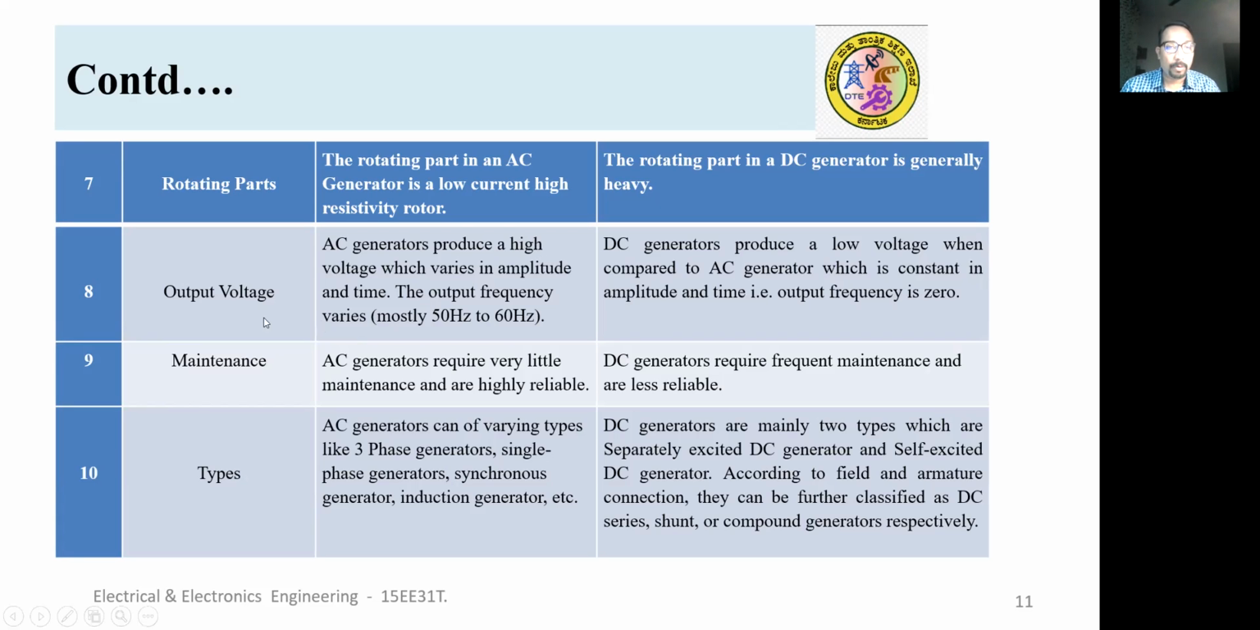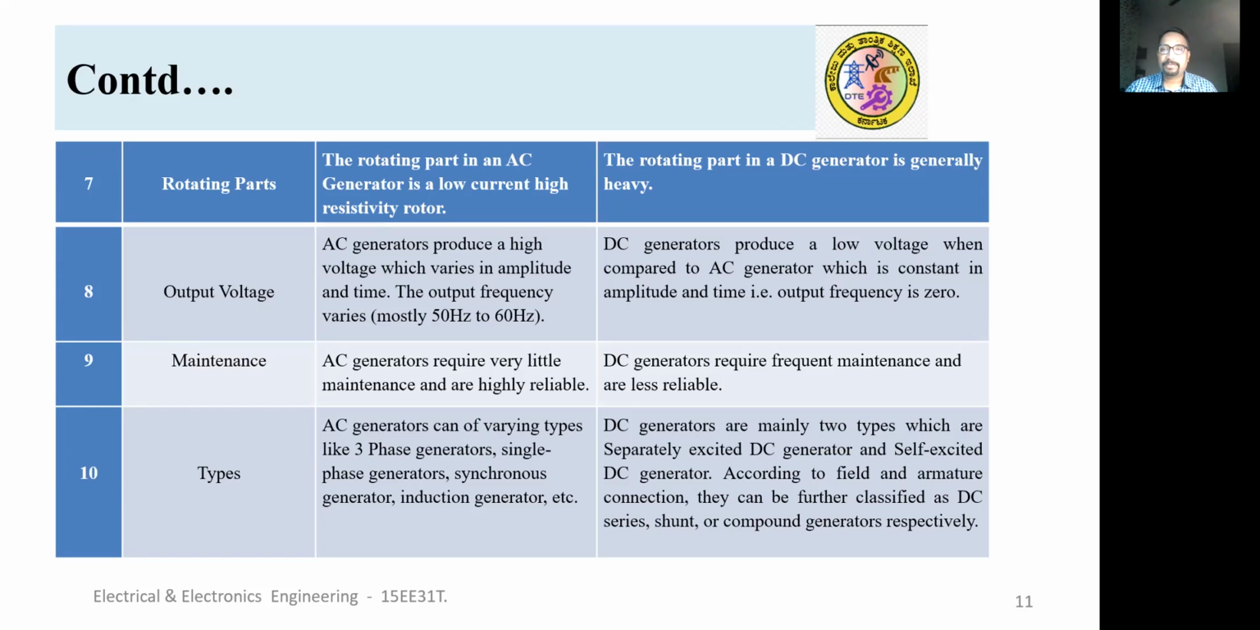Next, regarding the output voltages, in the case of an AC generator, the output voltage varies in terms of amplitude with respect to time. That means the output voltage or current amplitude is not fixed with time. It is varying with respect to time. Hence the output frequency is 50 to 60 hertz, because the nature of alternating current is like that only.